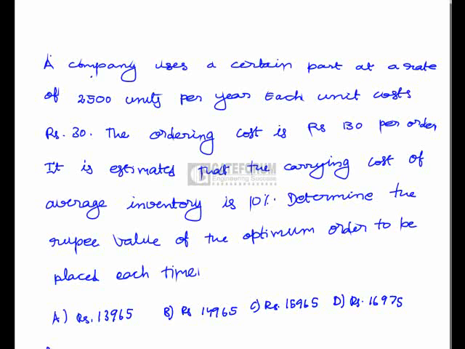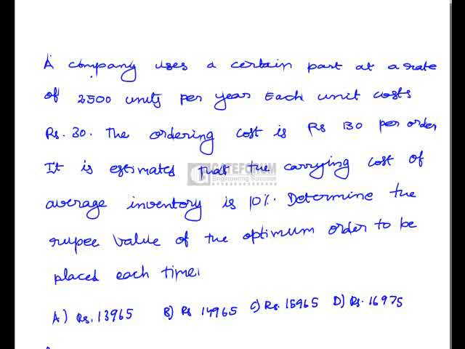A company uses a certain part at a rate of 2500 units per year. Each unit costs 30 rupees. The ordering cost is 130 rupees per order. It is estimated that the carrying cost of average inventory is 10%. Determine the rupee value of the optimum order to be placed each time. So here we will have to calculate the rupee value of the optimum order quantity. That is nothing but the economic order quantity.